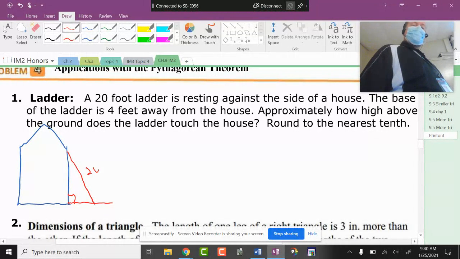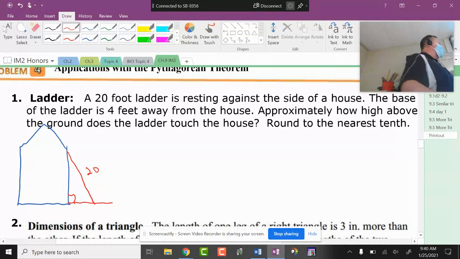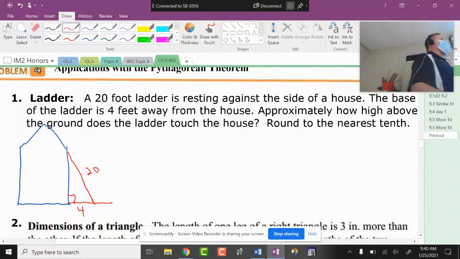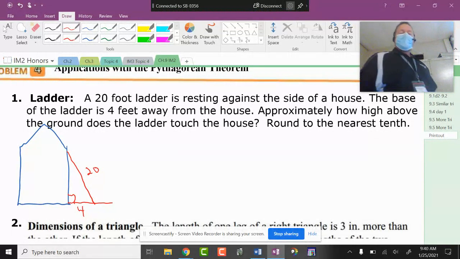And it's 20 feet. It's amazing how many students I find not putting the things in the right spot. The ladder leans up against the house and it's 20 feet long. So that is the 20 right there. And it says the base of the ladder, base is the bottom, is 4 feet away from the house. Sometimes they say the foot of the house. I know houses don't have feet, but the point is it's right down at ground level. How high above the ground does the ladder reach the house, which is this X here?